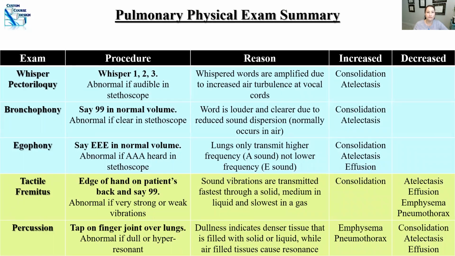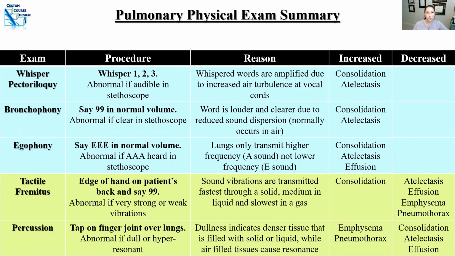There are 5 main physical exams that are commonly tested on the board, so you need to be able to use them to help you synthesize and figure out your answer. These are whisper pectoriloquy, bronchophony, egophony, tactile fremitus, and percussion. So let's go through them individually here, and then we're going to see them in a little bit more detail in the slide. So this is more of our summary slide.